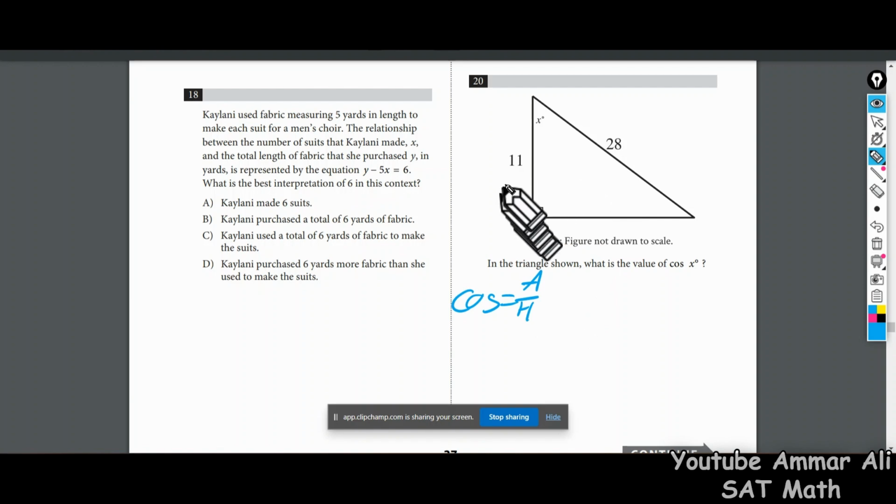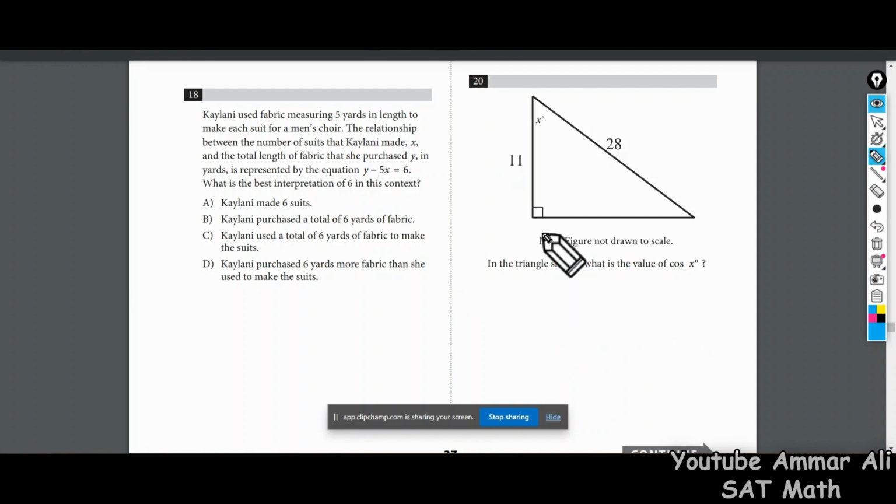So all we got to do is identify what the adjacent is. The adjacent is always going to be the leg that the angle is touching, which is this one. And the hypotenuse is always going to be the longest leg, which is this one, right? So then our answer is just going to be 11 over 28. You can simplify that into a decimal, which would be like point something, but this is really pretty much all you need to do, right? 11 over 28, just put that into your answer.